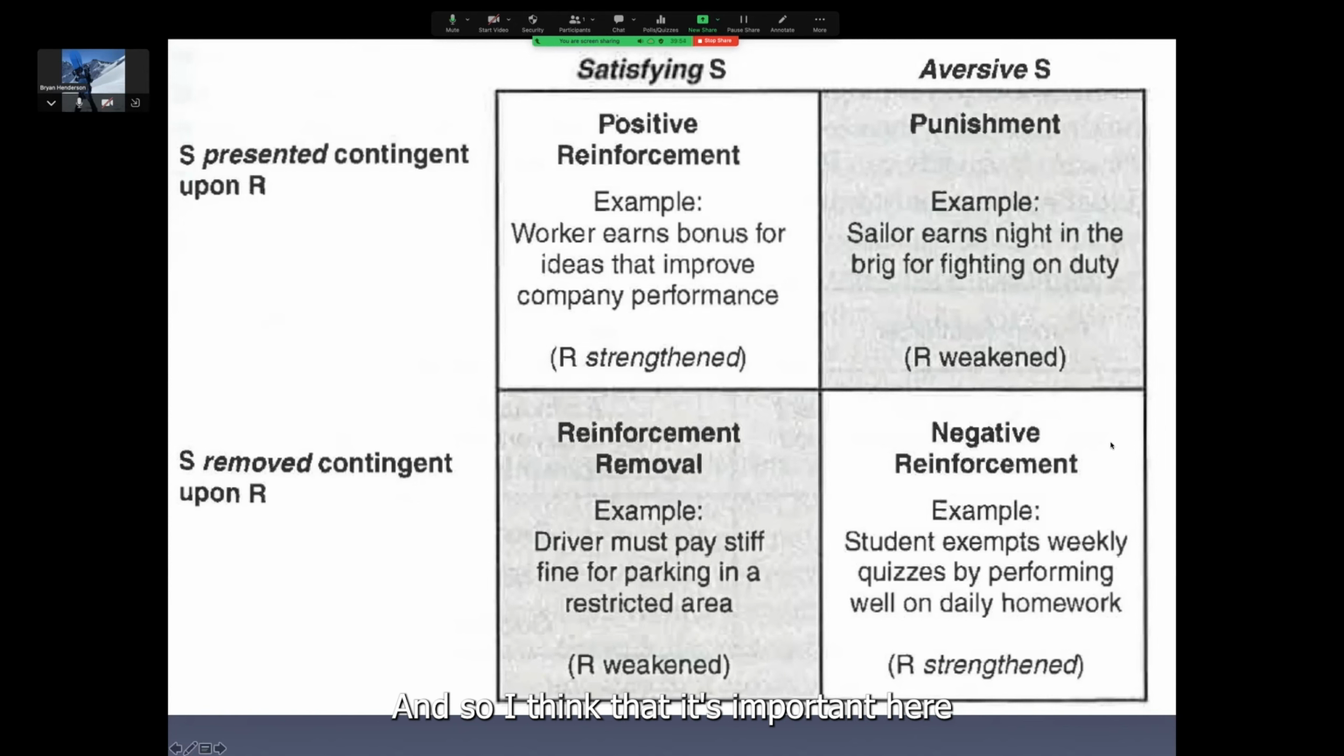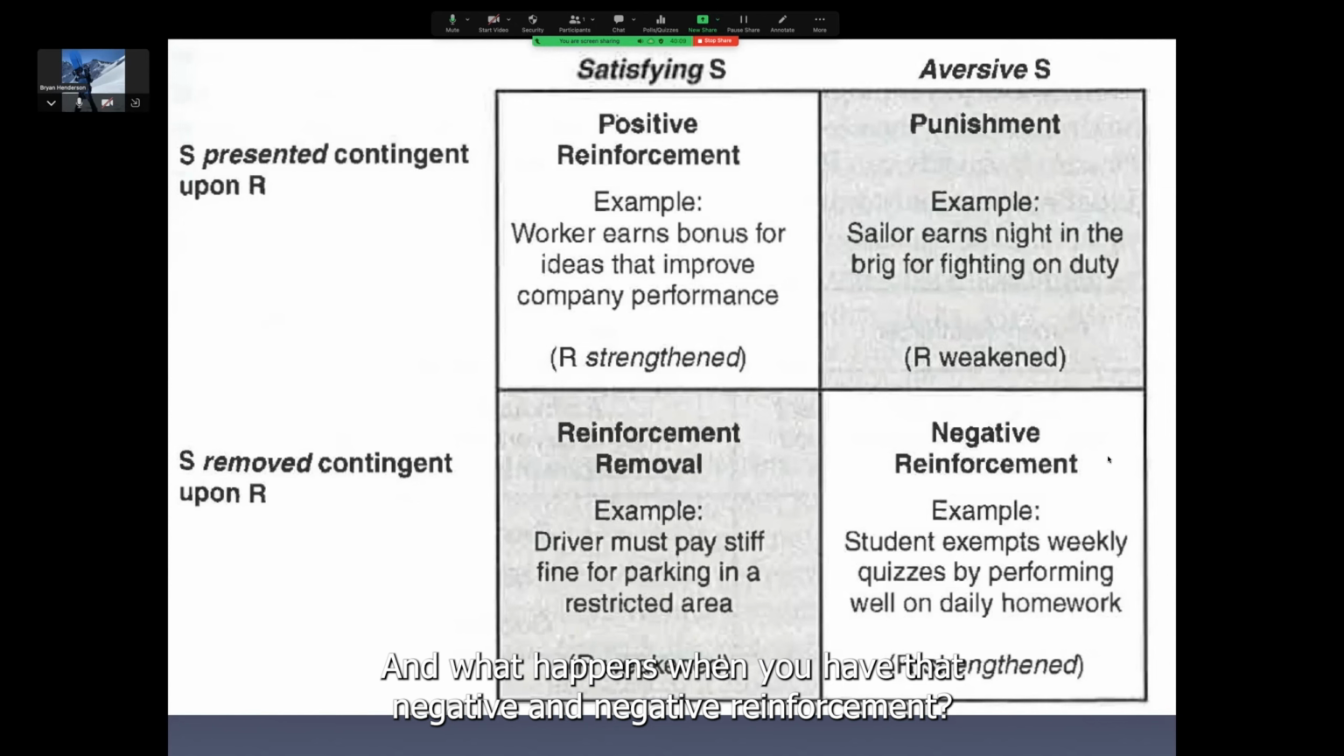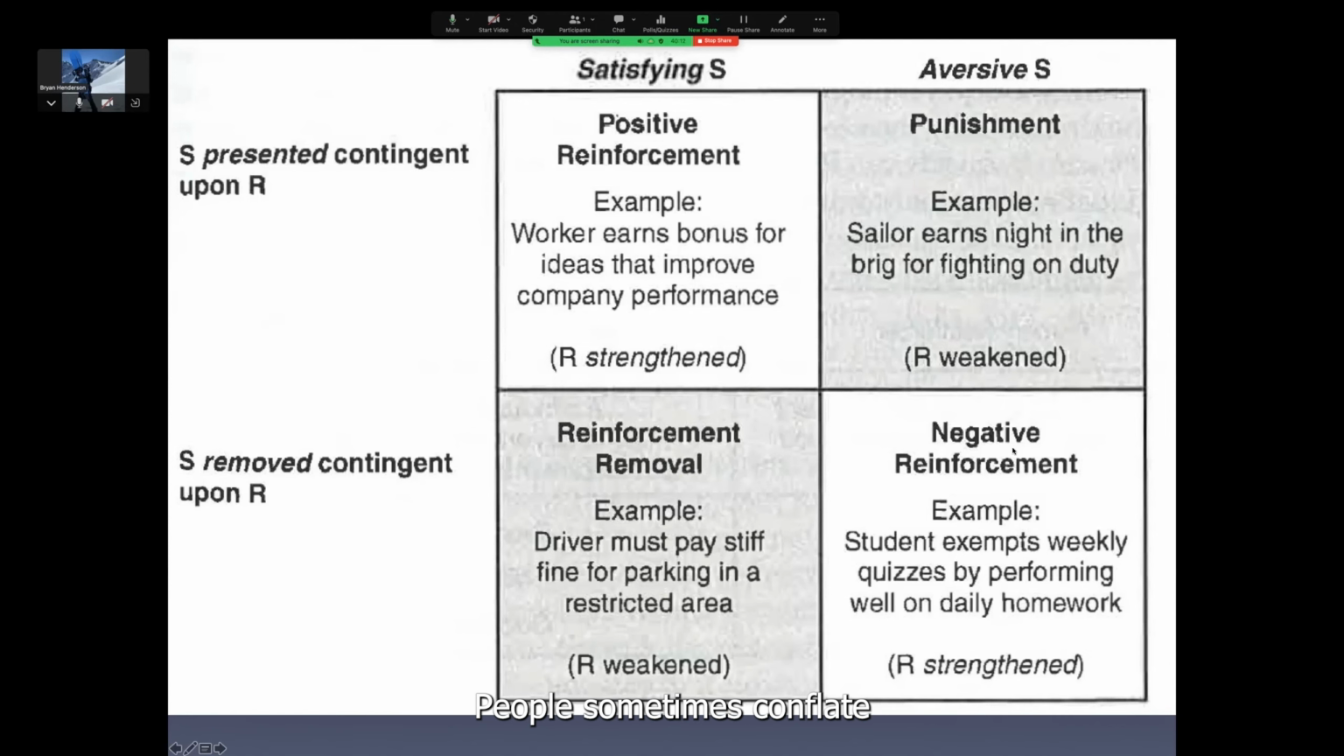I think it's important here to note that negative reinforcement is not necessarily a bad thing. The negative in negative reinforcement comes from the fact that something's being taken away, but what's being taken away is something that you don't like. So that's actually good. People sometimes conflate negative reinforcement with punishment, but they're not the same thing. Punishment is introducing something that the learner does not like to try to stop a behavior. Negative reinforcement is taking away something that is bad to actually reinforce the behavior. You're actually trying to get them to do more of it. Negative reinforcement and punishment are not the same thing.